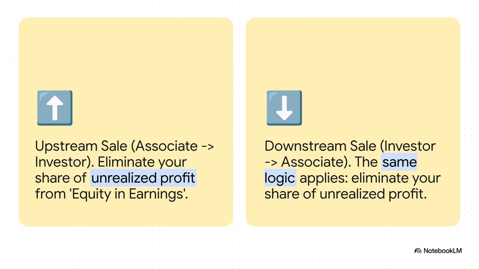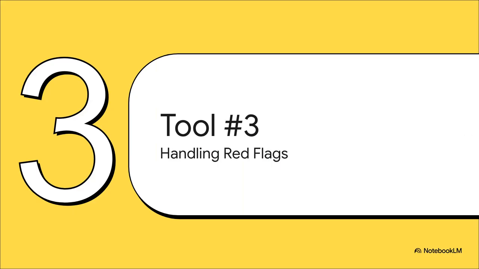The logic and the math are identical. You just find the profit on the inventory that's still sitting there, multiply that by your ownership percentage, and subtract it from your earnings. The goal is always the same: get rid of that fake profit. All right, on to our final tool.